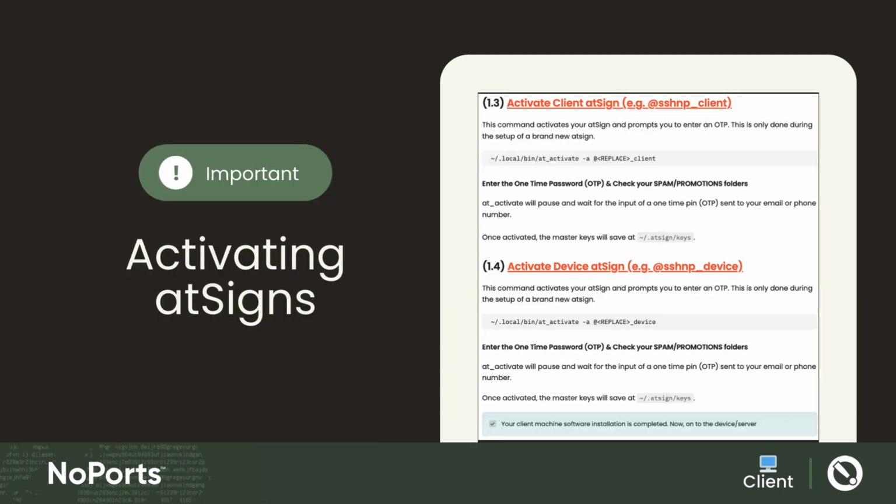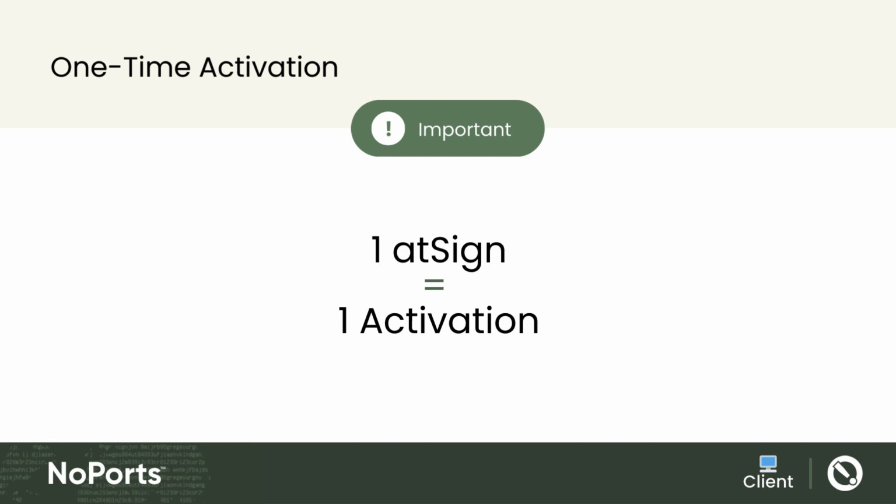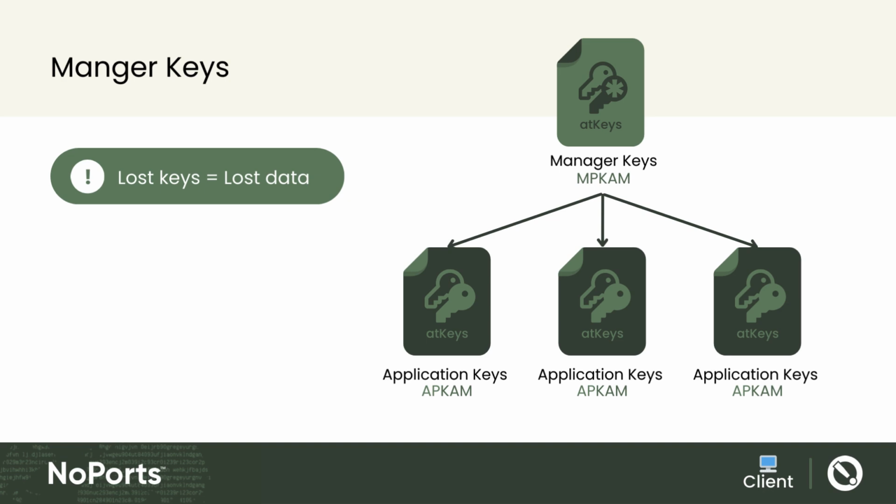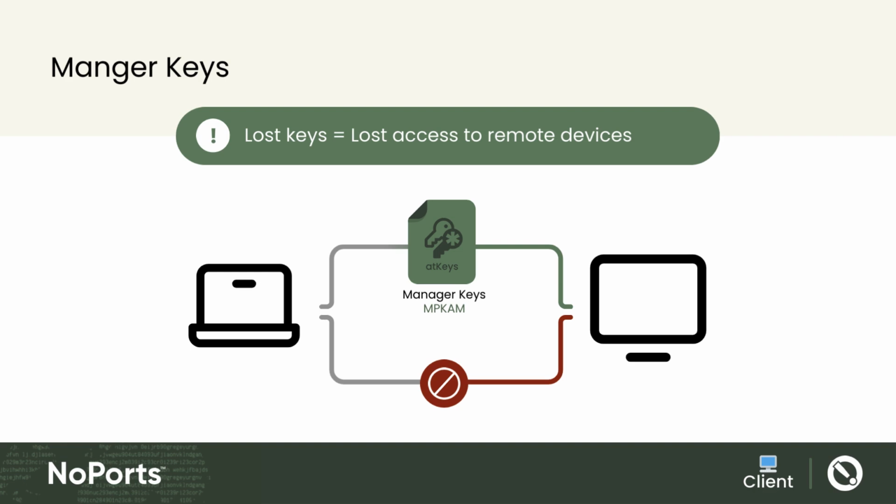Now it's time to activate our addresses. It's important to note that you can only activate your addresses once. Once you activate them, it will generate a set of cryptographic keys, also known as the atkeys file. This atkeys file is the manager set of keys that will authorize any future devices. These keys are the keys to your data, and losing them means also losing your own data, and even access to your remote devices.